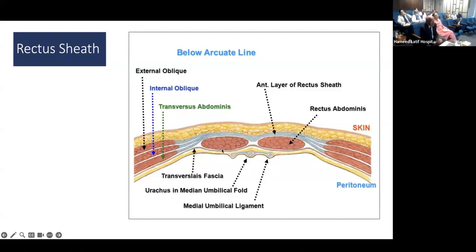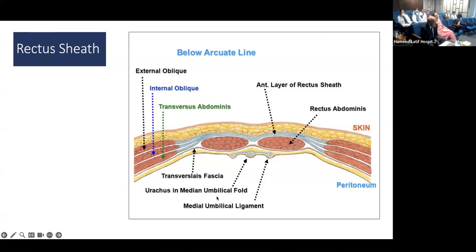Now here below the arcuate line, all three aponeurotic components of these three muscles run in front of the rectus muscle. And then there is the medial umbilical ligament and median umbilical fold. These are the remnants of the urachus and also of the umbilical vessels. So this transversalis fascia is there, and this is all the median umbilical fold.